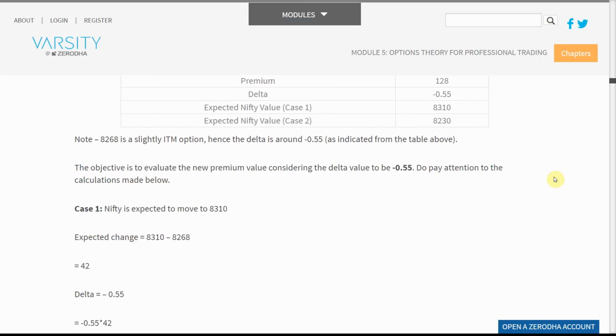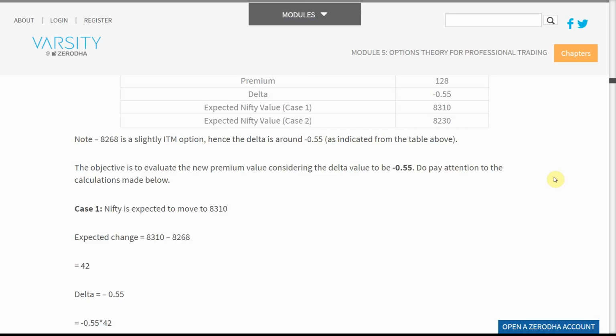Note that 8,268 is a slightly ITM option. Hence the delta is around minus 0.55, as indicated from the table above. The objective is to evaluate the new premium value considering the delta value to be minus 0.55. Do pay attention to the calculations made below.